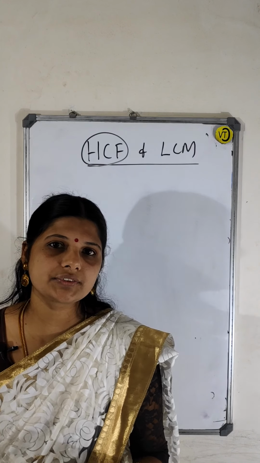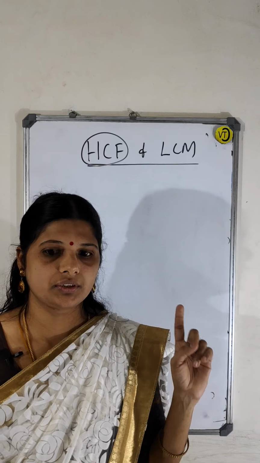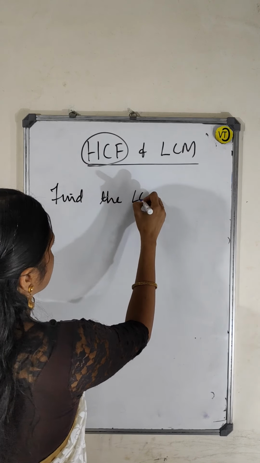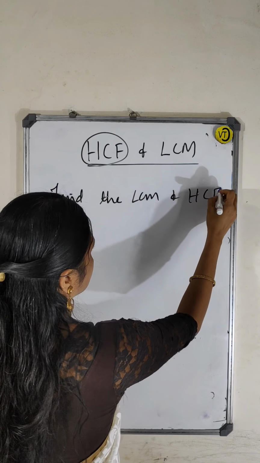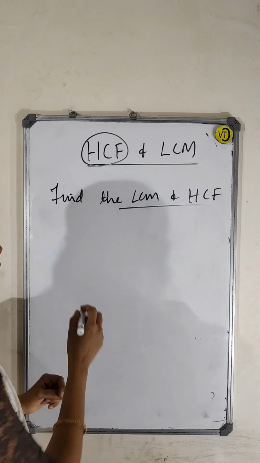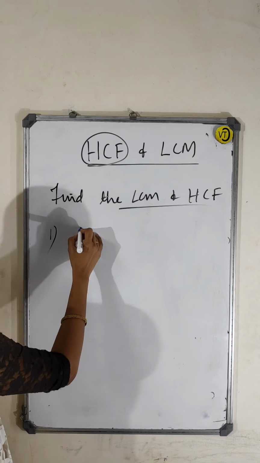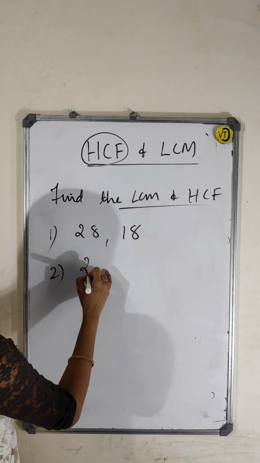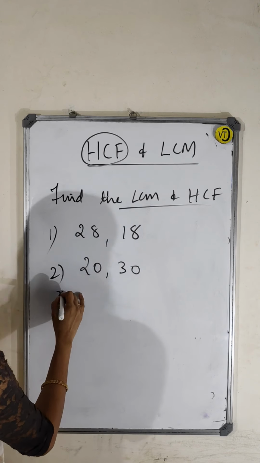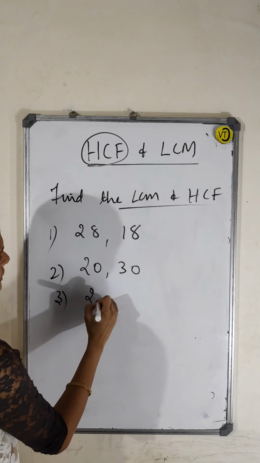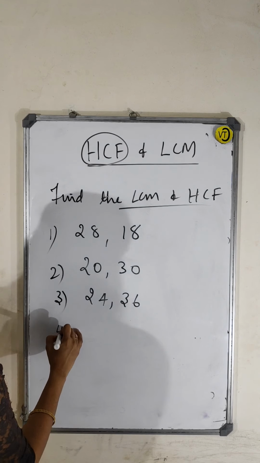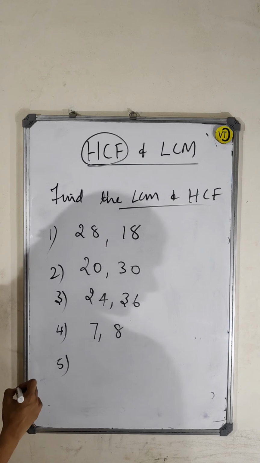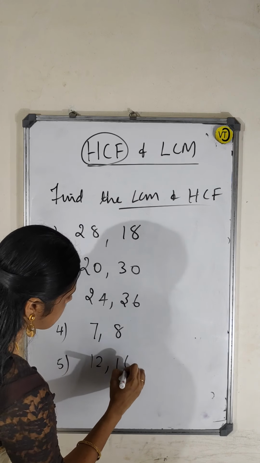If you really like this video, you have to do these sums. Find the LCM and HCF. The same way you can do it. The first sum is 28, 18. Second sum 20, 30. Third sum 24, 36. And the fourth one is 7, 8. And the fifth one is 12, 16.